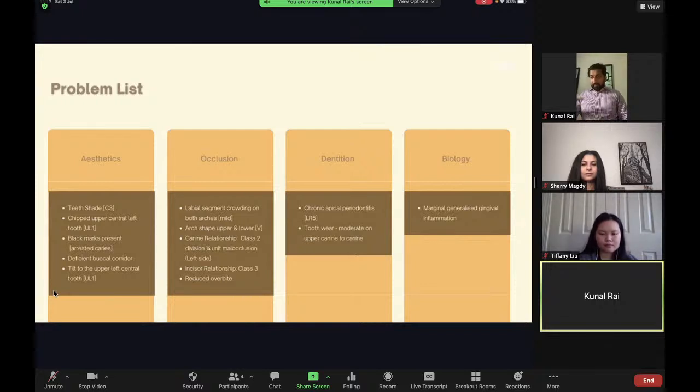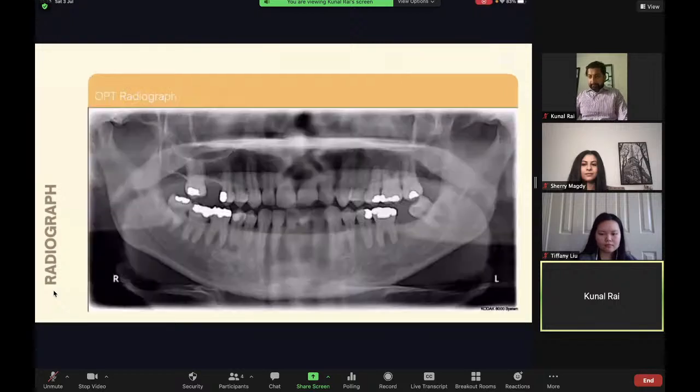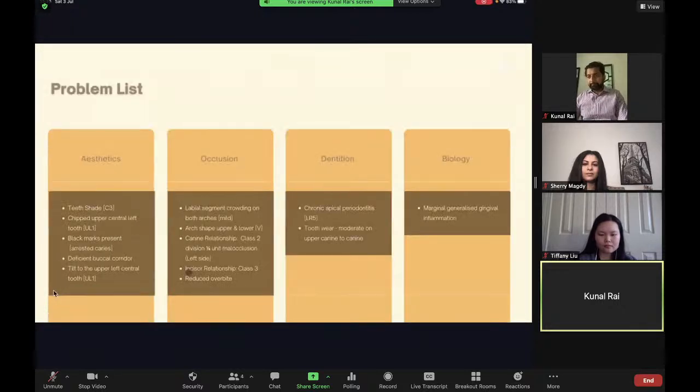Dentition. Now, if we go back to the X-ray, we can see some clouding here. This clouding is an indication of an infection. But as I mentioned at the start, this was not his main concern. He was not even aware of this as an infection. So we call it chronic. It's not an acute pain. It's at the end of the tooth, so it's apical, and it's in the gum tissue. So we call it periodontitis. Hence why it's called chronic apical periodontitis.